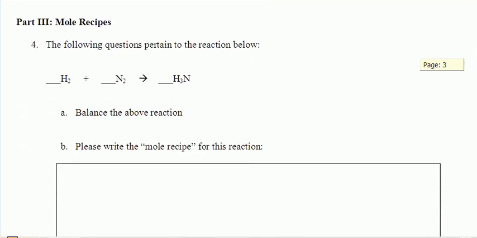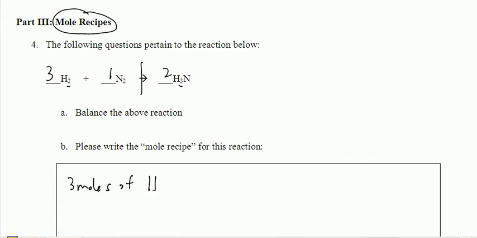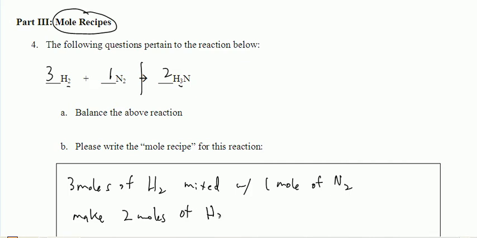Part 3, mole recipes. So let's balance the equation first. I have 2 hydrogens on the left and 3 on the right, so we're going to do the 3-2 switch. Put the 1 in the front there, so you should have 3, 1, and 2. So the mole recipe simply would be that 3 moles of H2 mixed with 1 mole of N2 produce 2 moles of H3N.